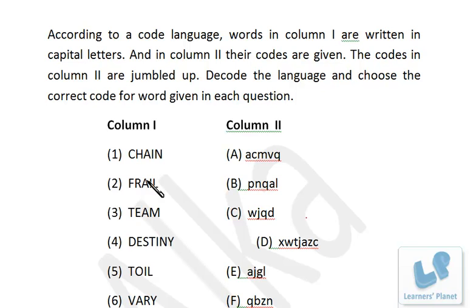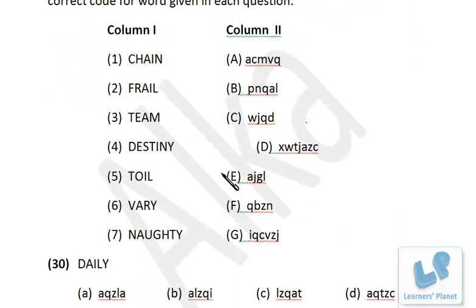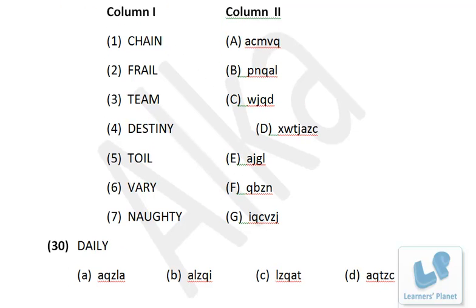So we have to find out the code for every letter, then we have to find out the code for the word that is given in the question, right? So let's begin to do that. Now friends, I quickly find out some of the codes for some of the alphabets.